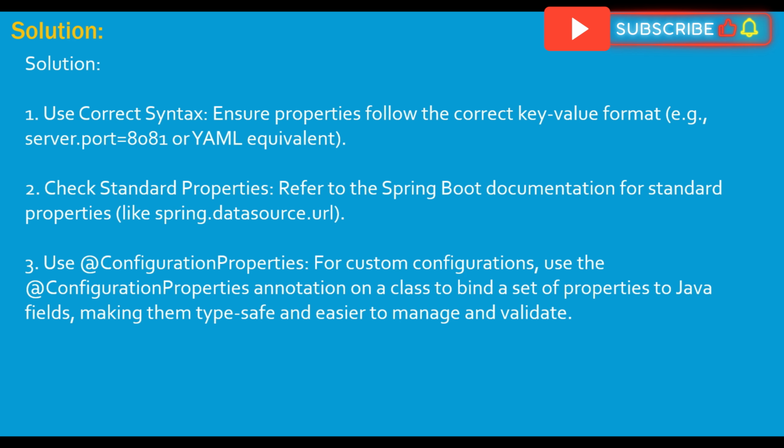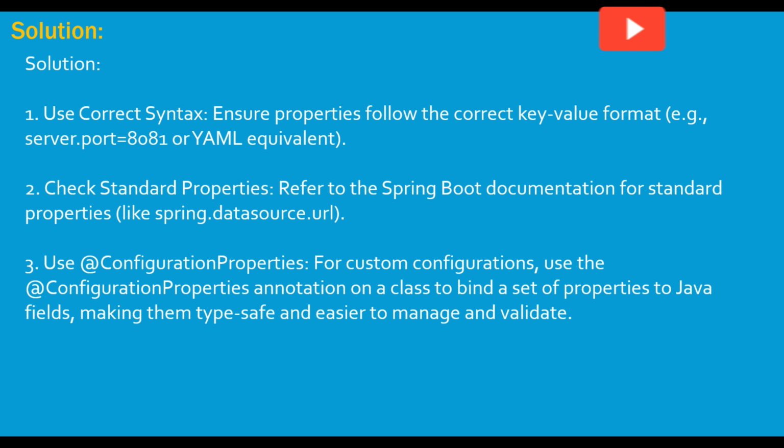Then you can check for the standard properties. You should always go to the documentation for the standard properties. There are some specific predefined properties in the documentation which it refers to by default. Let's say spring.datasource.url: if you have a single database and you have configured a database URL for any database, you have to define this.